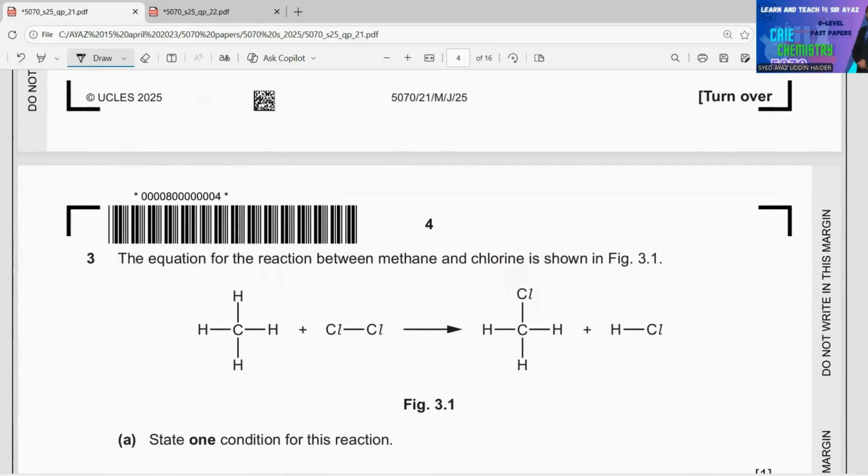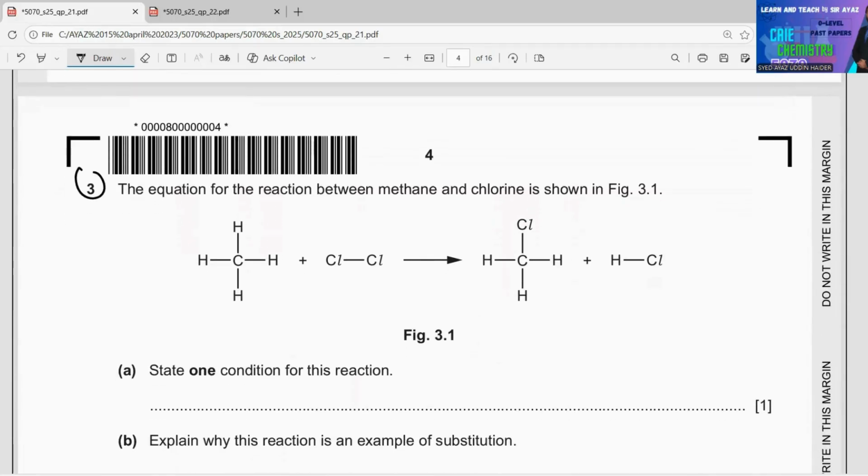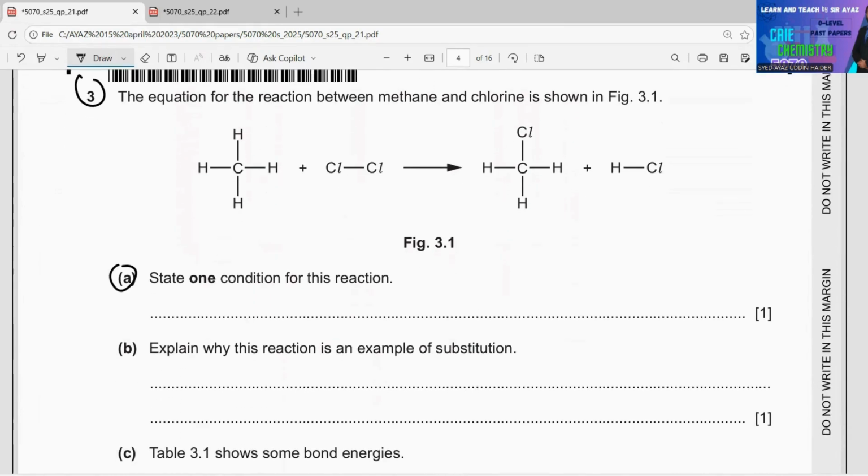Moving to the next question, which is question number 3. The equation for the reaction between methane and chlorine is shown in figure 3.1. A. State one condition for this reaction. This is a reaction between methane and chlorine, and we know that this takes place in the presence of diffused sunlight or ultraviolet light. So you write diffused sunlight or ultraviolet light.